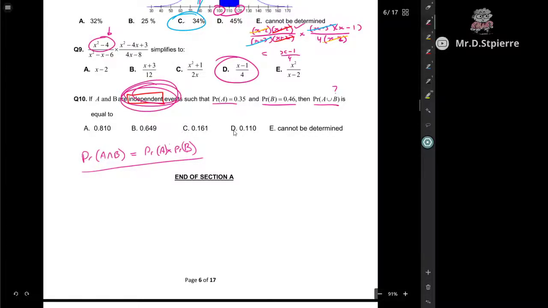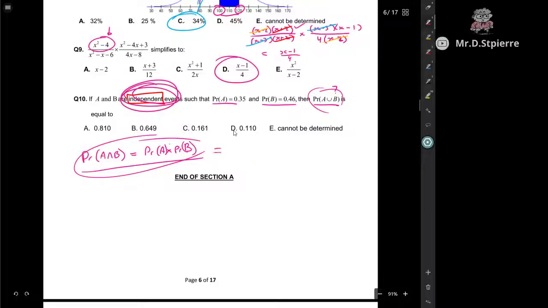Okay, so if this question said they were dependent or not independent, the answer for this problem would be E, cannot be determined, because you can't use this formula, therefore you don't know the intersect, therefore you can't find the union. So if they said they were not independent, or the other way of saying that, dependent, then the answer would be E. But since we are told it, we can figure it out.